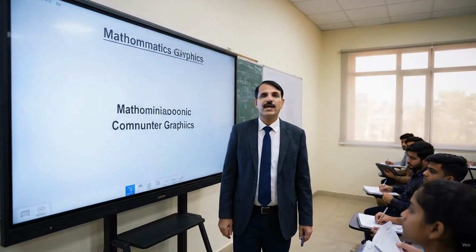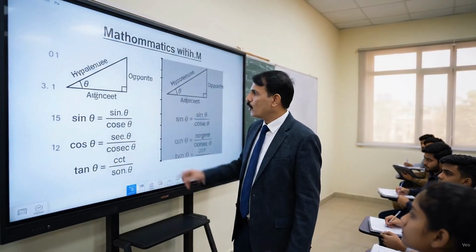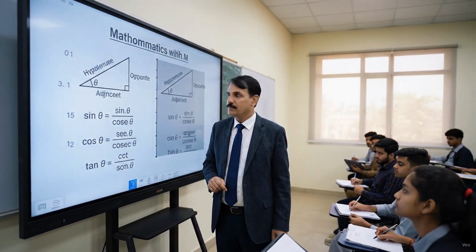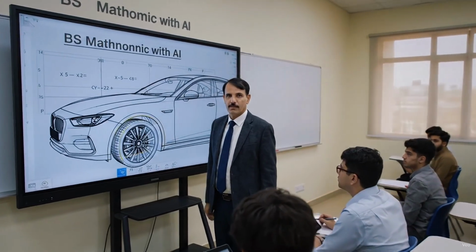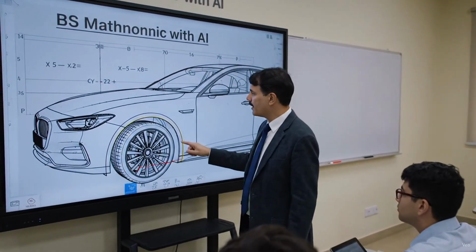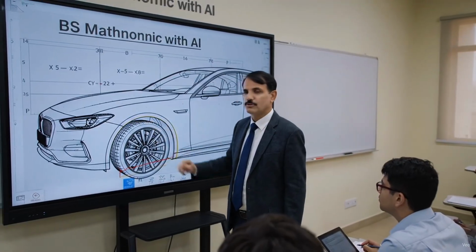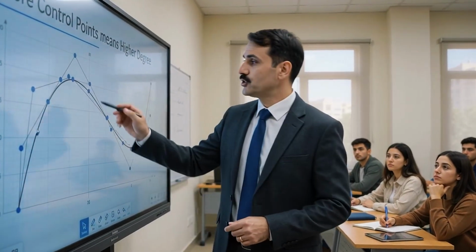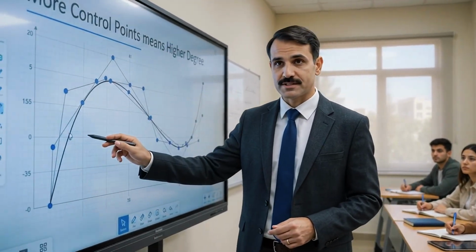Now we reach the central idea of today's lecture. The core difference between Bezier and B-spline curves is their control behavior. Imagine an engineer designing the body of an automobile. If one small section is too wide, the engineer wants to adjust that section without destroying the rest of the design. As the number of control points increases, the degree of the Bezier curve also increases.